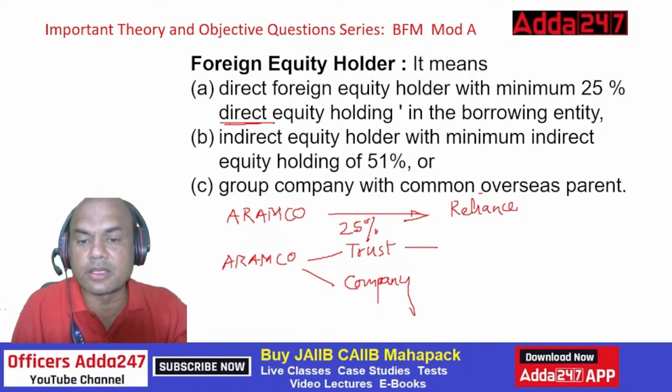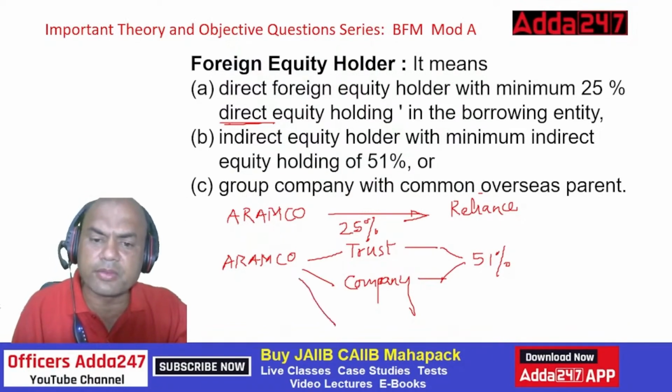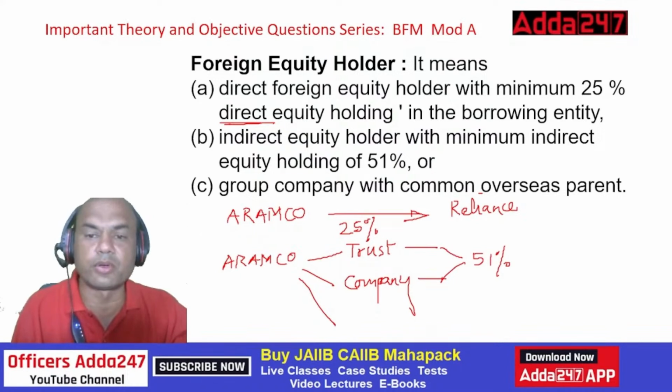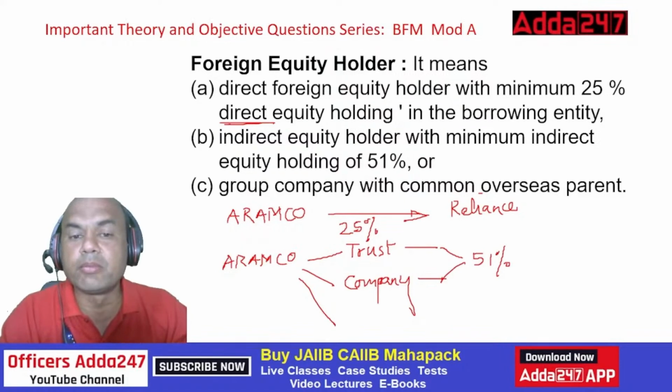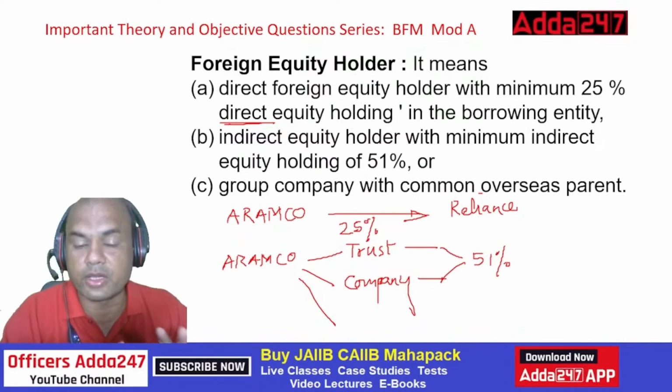So these together buy the Reliance shares. When these two together buy, they should buy a minimum of 51% shares. So this is what indirect is. Here, Aramco was directly buying the shares of Reliance, but here it is buying through a trust and a separate company, and it can have other entities also. So if they are indirectly holding, it should be a minimum 51% of the holding. That is what is meant by this. So indirect equity holder with a minimum equity of 51%. That is foreign equity holder.